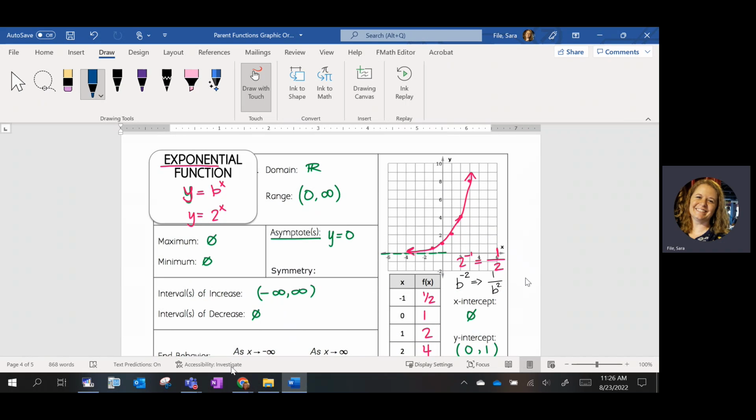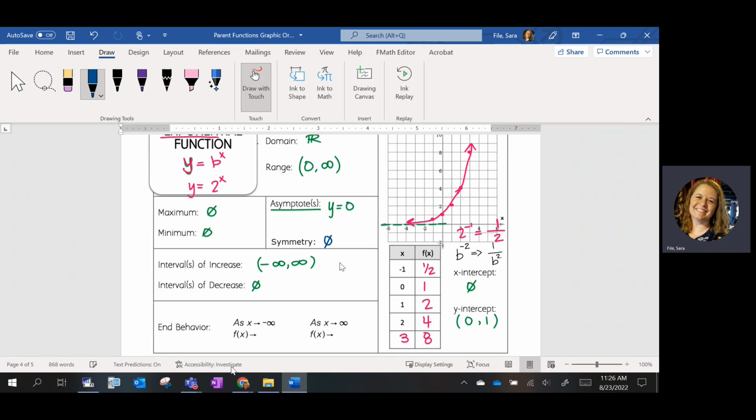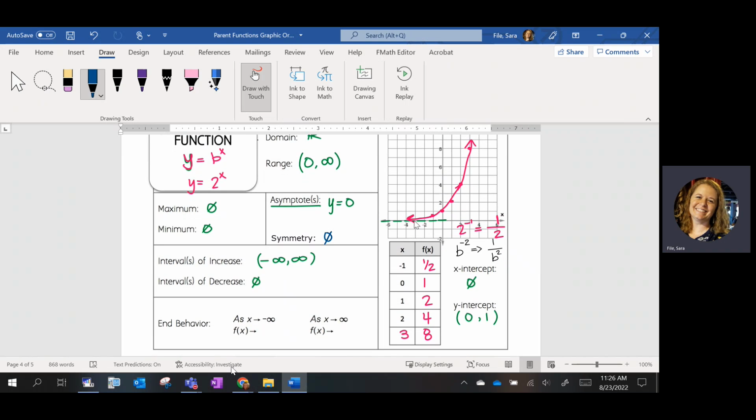All right, exponential. Any symmetry? No, no symmetry here. Okay, end behavior. So as x goes toward negative infinity, so the left end of this graph, what is the f of x approaching? 0, good. It's approaching the asymptote. Kind of like that 2/3 asymptote in our notes. Okay, so this one is not infinity or negative infinity, it's a specific value.